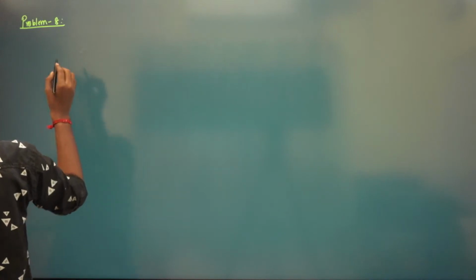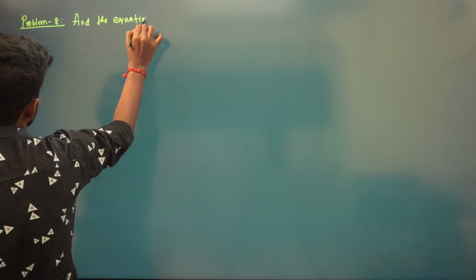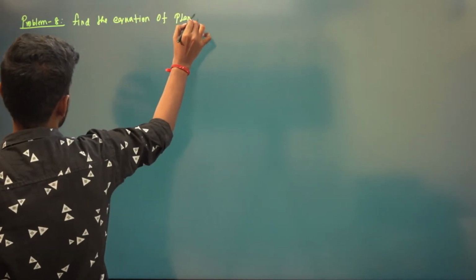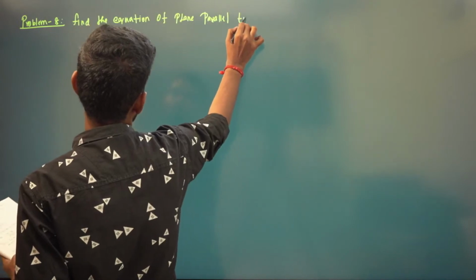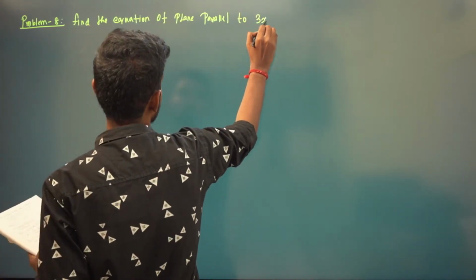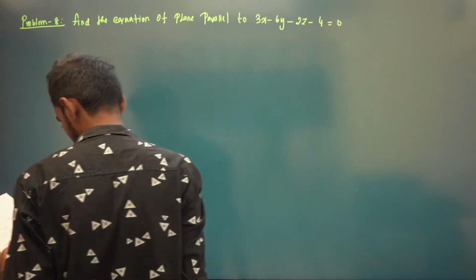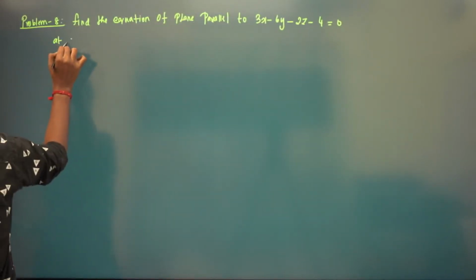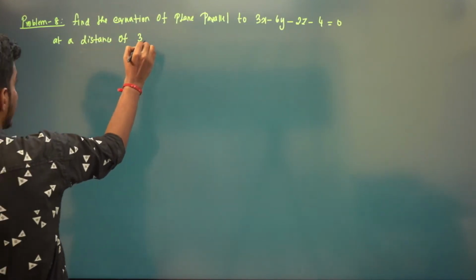Problem 8: Find the equation of plane parallel to 3x minus 6y minus 2z minus 4 is equal to 0 at a distance of 3 units from origin.